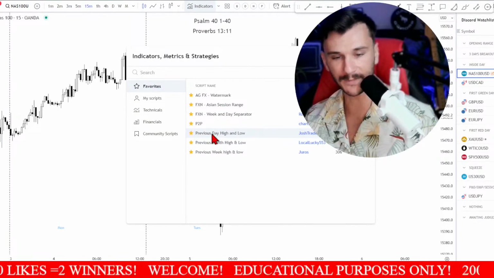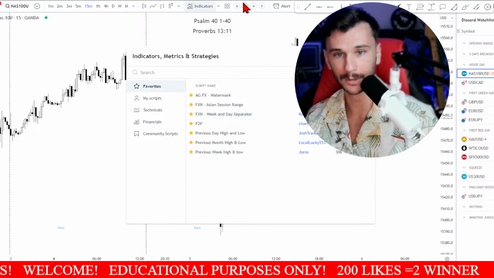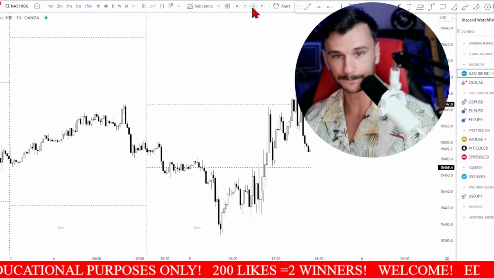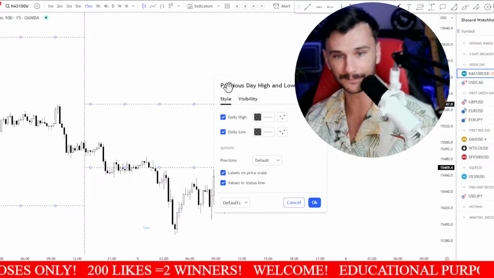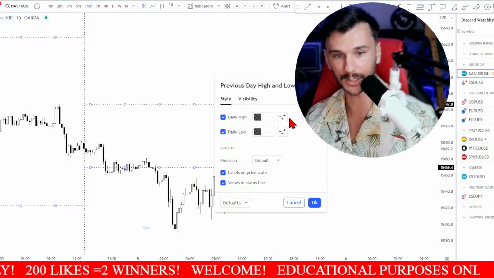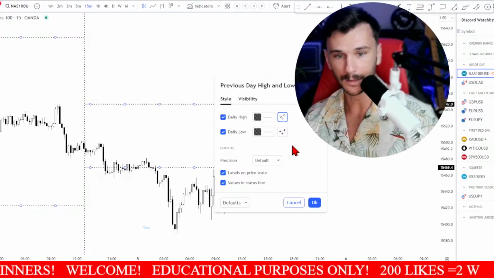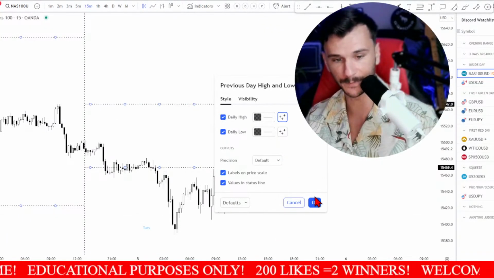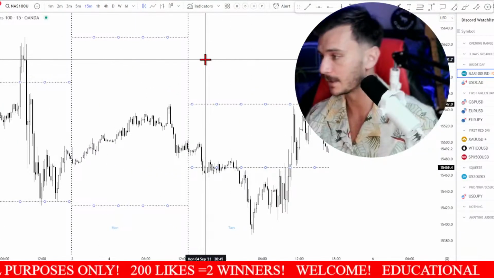So I have previous day's high and low, previous week's and previous month's high and low. It's nothing special. If you just click on it, previous day's high and low, I've changed it to crosses, but I used to have it as circles. I kind of like the crosses more, to be honest. It looks even more clean than it was before. So I've got that one set up, and I just do the exact same thing with all of those.